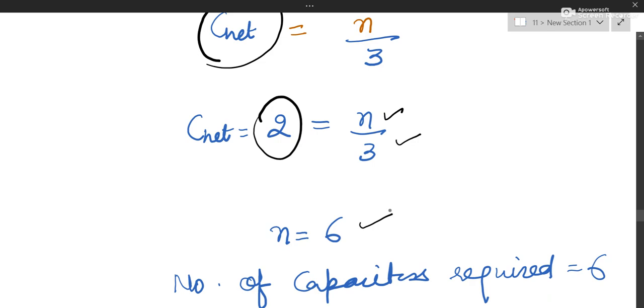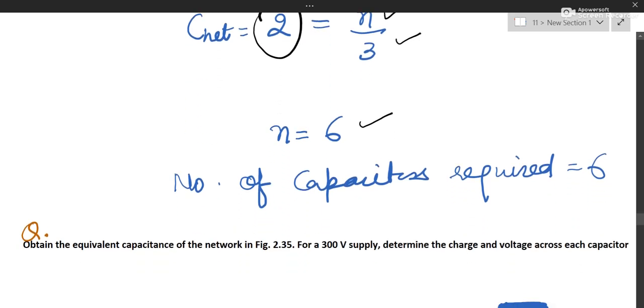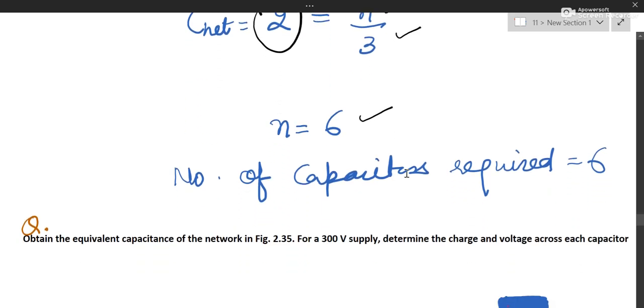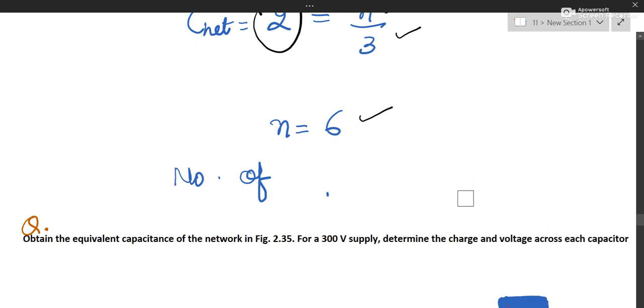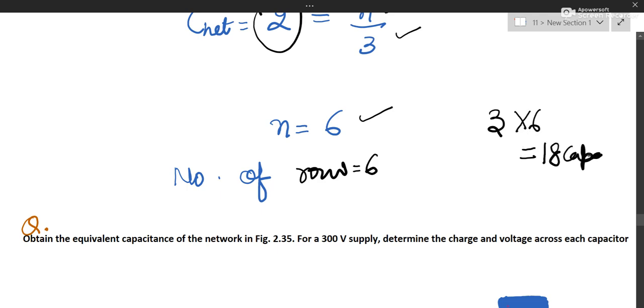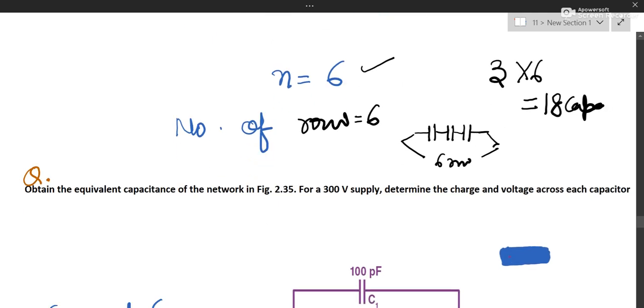So how many rows are there? Number of rows are 6. Number of capacitors required I have written, but these are number of rows. Number of rows are 6. Okay, now in one row we have 3 capacitors, so in 6 rows we will have 18 capacitors. So 18 capacitors when connected in this manner, the 3 in one row, and if we make such 6 rows and connect them in parallel, we will get the net capacitance of 2 microfarad.